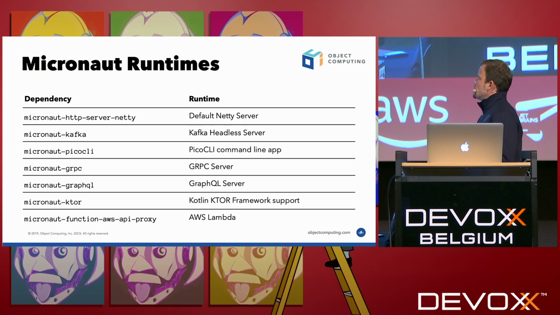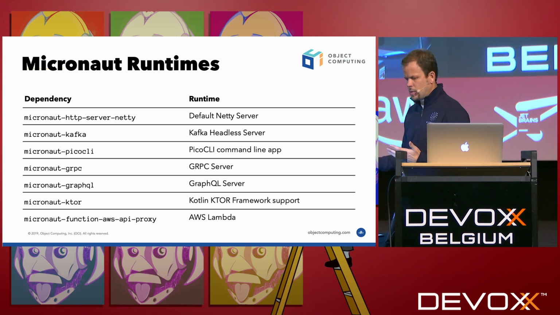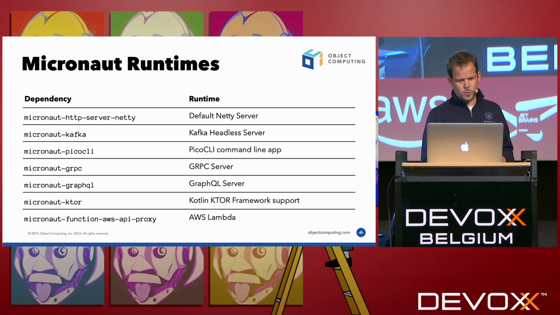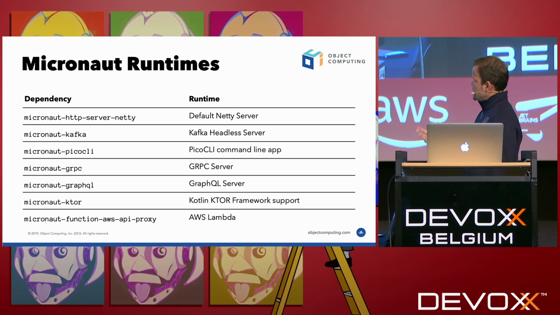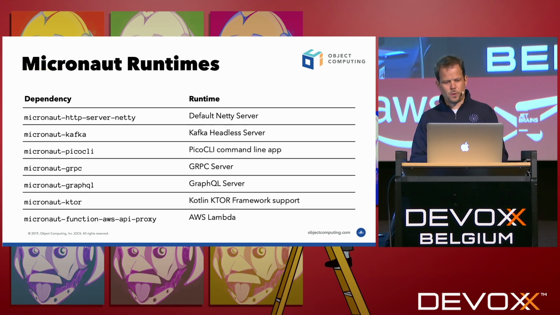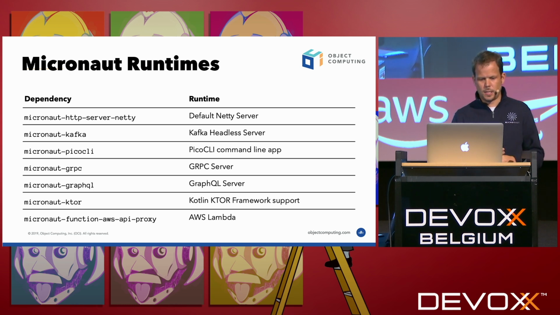IO thread pool. We also support Micronaut Kafka, which is a runtime by itself, where we support headless Kafka processes, listening for streams of data and processing them with Kafka listeners. Micronaut, all of these, by the way, are dependency references, and also, I imagine, GitHub slug references as well. Micronaut Picocli, which allows you to build command line applications with Micronaut, so using Micronaut DI.